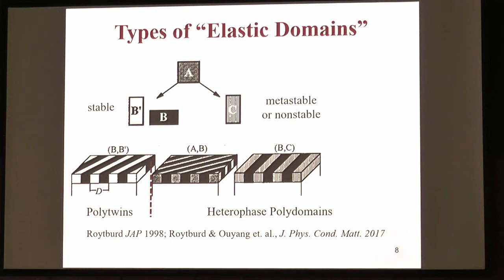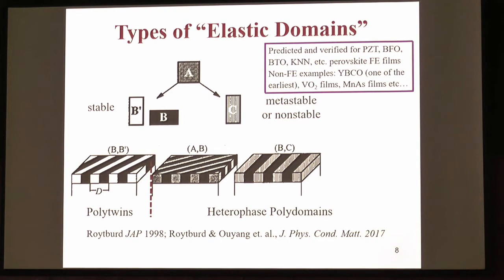So if you have a large enough energy barrier, you can form two different phases, parent phase and product phase, or two different product phases. If your energy barrier is not that high, you can form polytwins. So all these two types of domain serve the purpose of minimizing the long-range stress field, or minimizing the elastic misfit energy. But there's another type of domain which we maybe don't have enough time to mention.